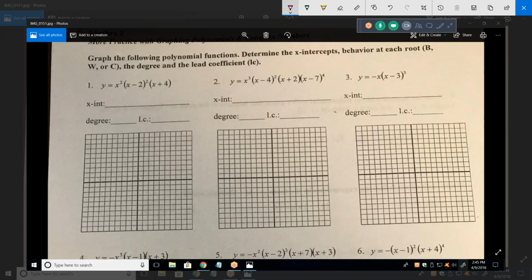All right, number 3. Okay, we're good. I was thinking we started at 2 o'clock. We started at 2:30. So we're good. Plenty of time. What are the x-intercepts?